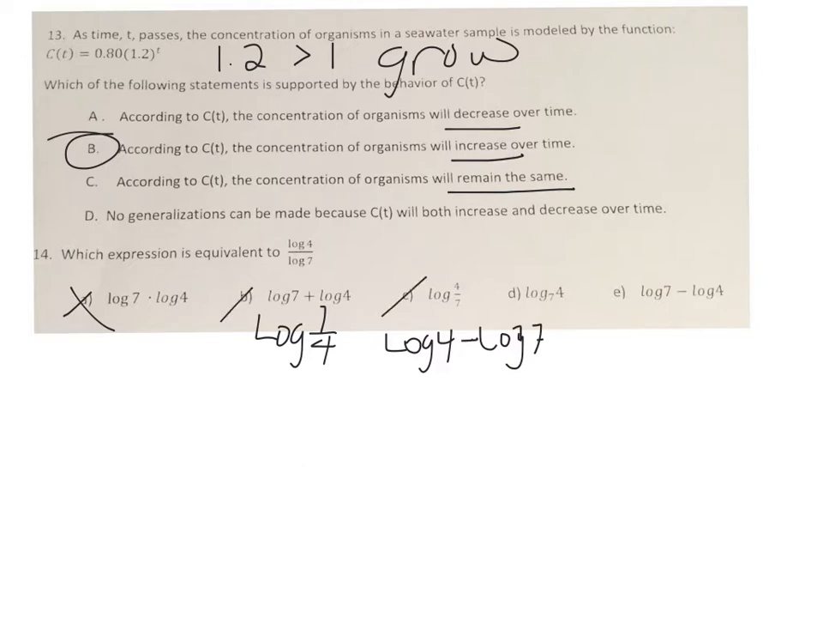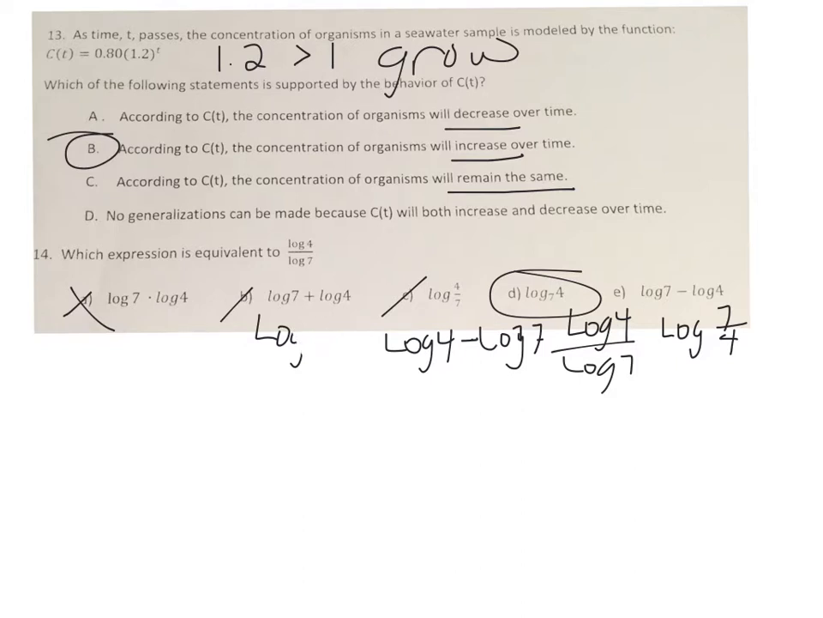Log base 7 of 4, if I use change of base formula, is the log 4 over the log of 7. So far D is correct. And E would be the log of 7 over 4. Oh wait, I did B wrong here. This is not right. This is times. So that would be 7 times 4, which would be 28, which is not true. So the answer is D. I apologize.